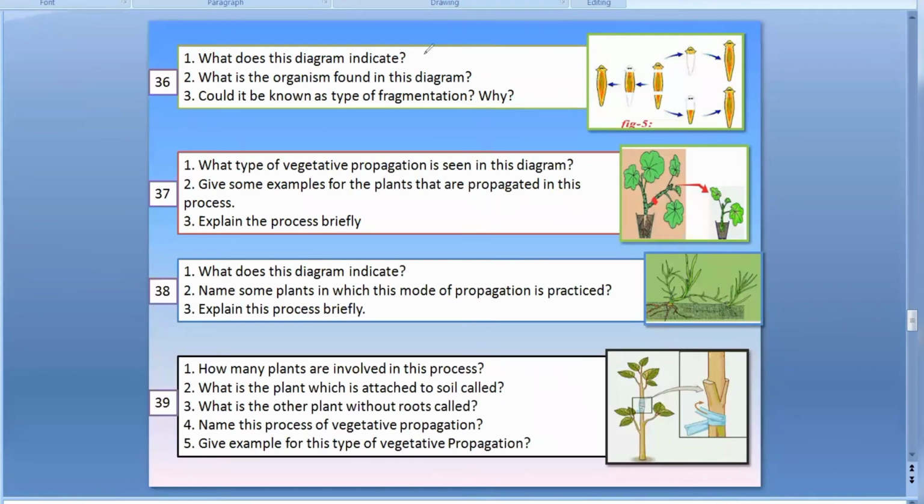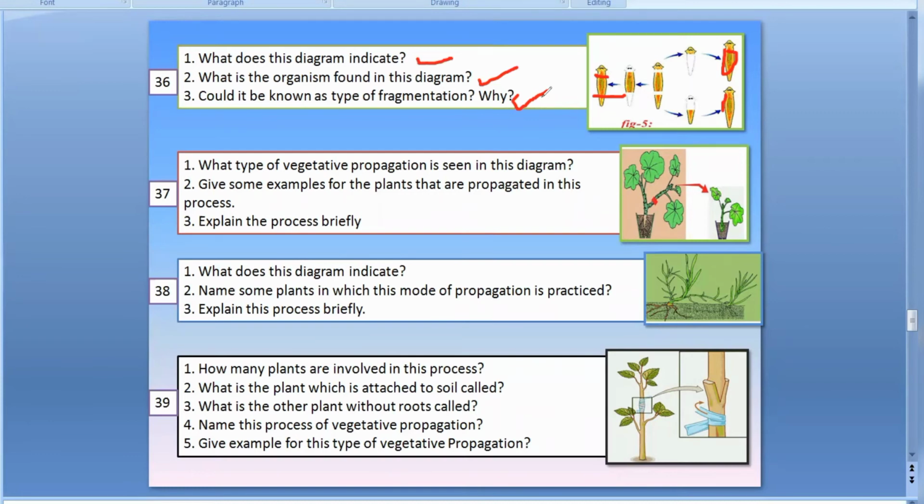What does this diagram indicate? This diagram indicates that regeneration is one of the reproductive methods. What is the organism found here? Planaria. Could it be known as a type of fragmentation? Yes. Why? Because when we remove the head part and the tail part, the head develops a tail, and the tail develops the body and head part. So what has happened here? They are gaining the lost part.